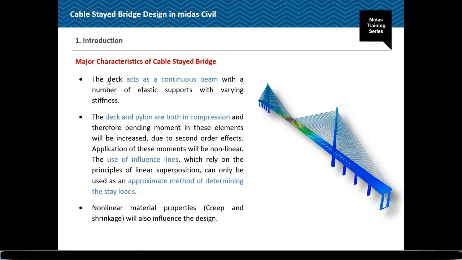The deck will act just like a continuous beam, because in the anchorage position of the cable, we can assume it as the support position. If we check the bending moment of the main girder, its bending moment distribution is very similar to a continuous beam with several elastic supports. And the deck and the pylon will have compression force. That is one of the differences compared to other bridge types. Normally the axial force is not significant in the general bridge type, but differently in the cable stayed bridge, we can see a comparably large compression force in the deck.